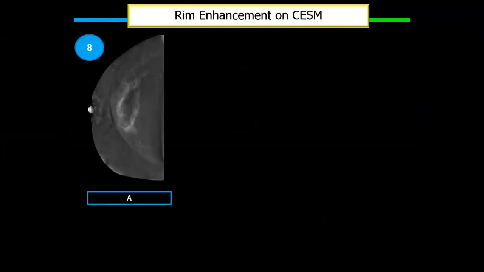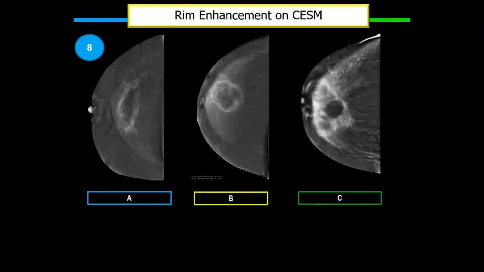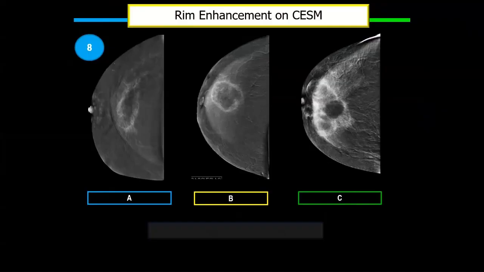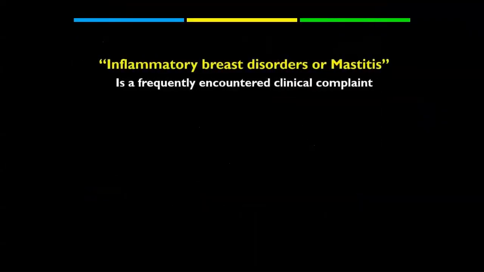Case number 8 is actually 3 different cases. On the recombined images, they show a rim enhancement pattern. And the question here is which of these lesions is benign and which is malignant? And now I'll start my lecture, and we'll go back to these cases at the end of the lecture.